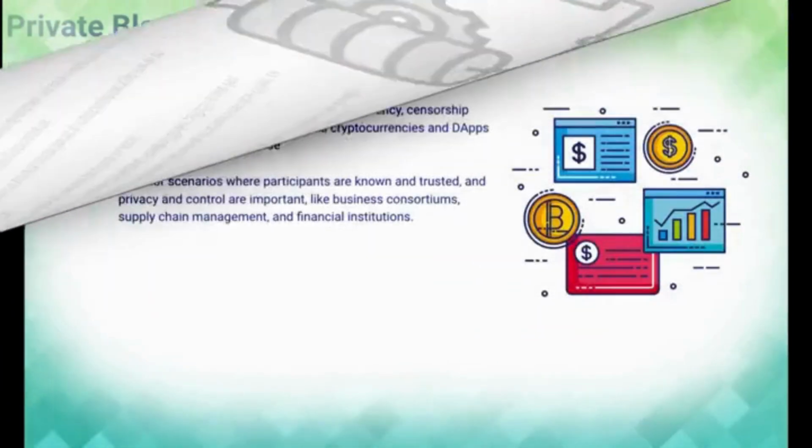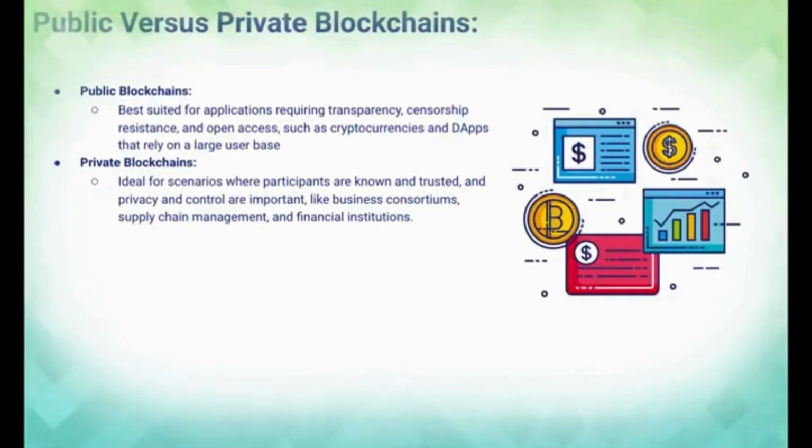Before we wrap up, let's talk about choosing between public and private blockchains. The decision to use a public or private blockchain really depends on the specific requirements of the application. Public blockchains are best suited for applications requiring transparency, censorship resistance, and open access, such as cryptocurrencies and apps that rely on a larger user base. Private blockchains are ideal for scenarios where participants are known and trusted, and privacy and control are important, like businesses, supply chain management, and financial institutions. In some cases, there are also hybrid blockchains that combine elements of both public and private blockchains to strike a balance between decentralization and control.